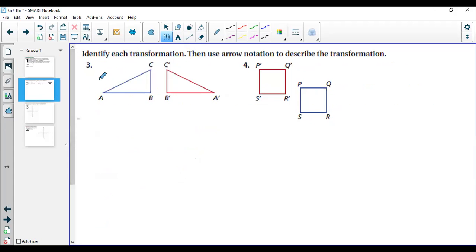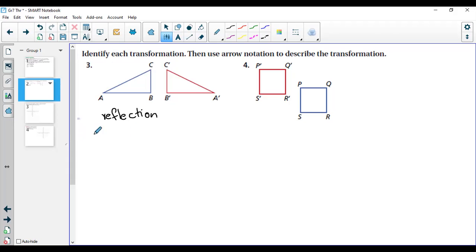Okay, let's do these 2 questions. Identify each transformation. So you need to say how did the pre-image become the image. Then use arrow notation to describe the transformation. So the pre-image here is the blue triangle. As you know, you know how to identify the pre-image and the image now. This is the pre-image. So how did it become this? Is it because of rotation? Do you think if it rotates, it will be like this? It's not translation. If it is translation, it will not change the shape. I mean, it will be the same, but it would have just moved. So this is going to be a reflection.